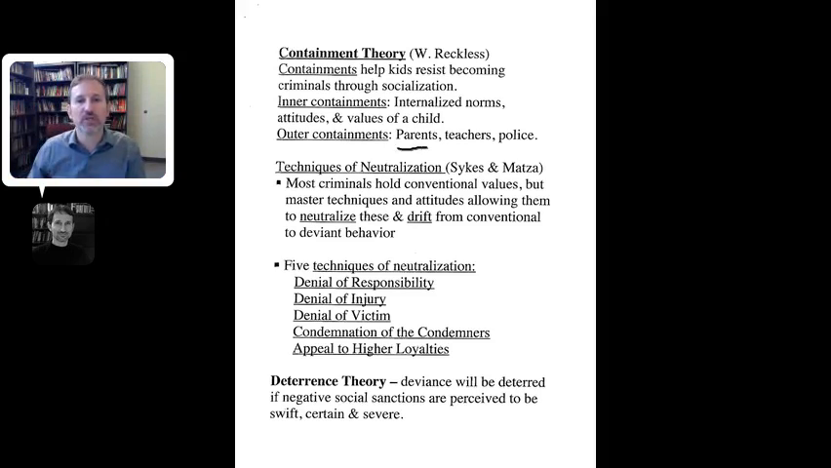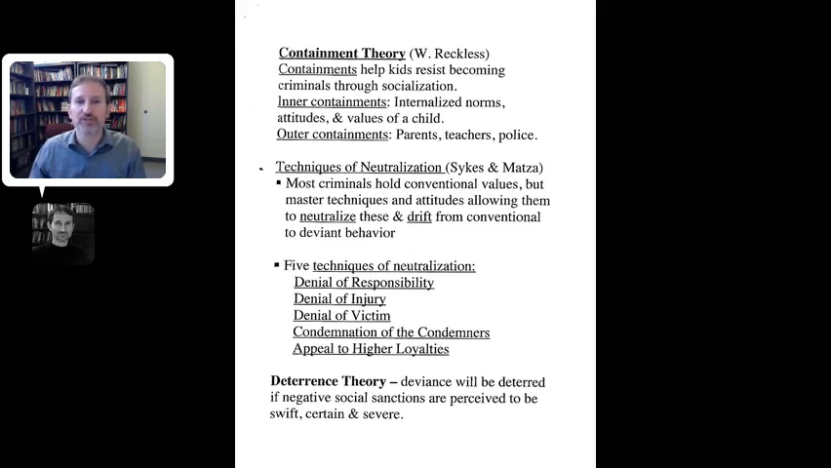Outer containments like parents, teachers, and police will need to be using this idea of, hey, you need to stop now. This is not appropriate behavior. So inner containments, if you learn those things as a kid, that's preventing you, and it stops the need for outer containments to prevent delinquency and crime.